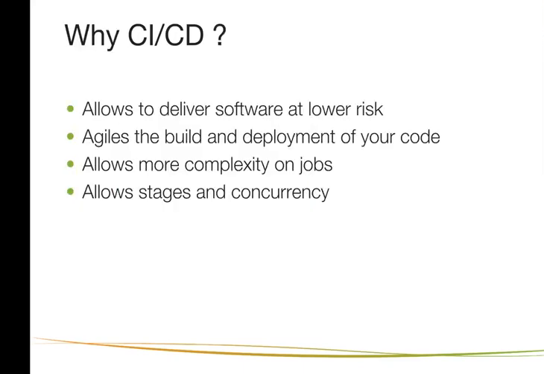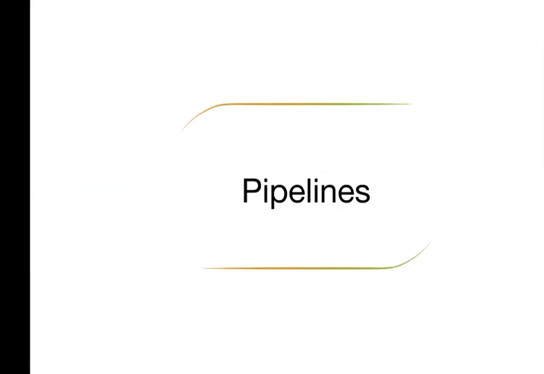So why do we use continuous integration and continuous delivery? As I said before, to minimize the risk of deploying bad code, and to make deployment agile, because it's much better if everybody can pull the same code, work with the same code, and release the same code. It also allows more complexity in jobs. Instead of doing everything manually, we can do automated processes and manage them the way we want. It also allows stages and concurrency, which is the next point, pipelines.